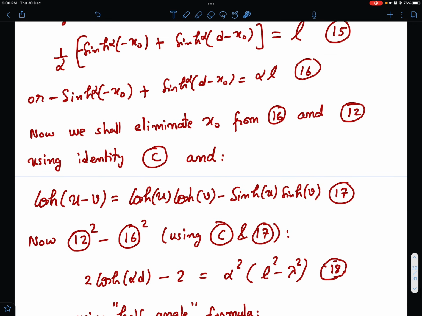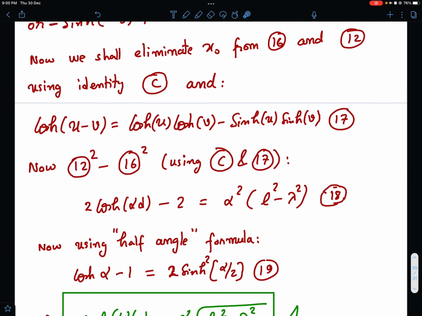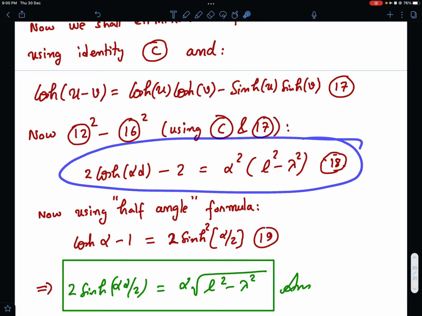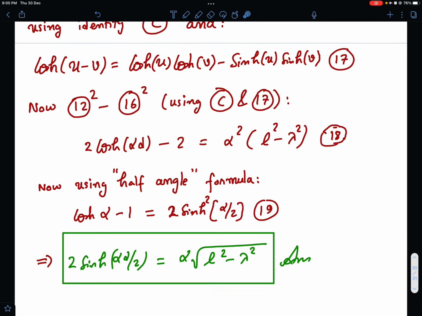If you simplify that, and also use the simplification that cos of u minus v is cos u cos v plus sine u sine v, and do the whole maths, just substitute and work it through, this is the final equation that you get: cos alpha d minus 2 becomes alpha square into L square minus lambda square. Now you can also use the half angle formula to simplify it further, and this is the final result that you get. So that was my analysis of the catenary problem.